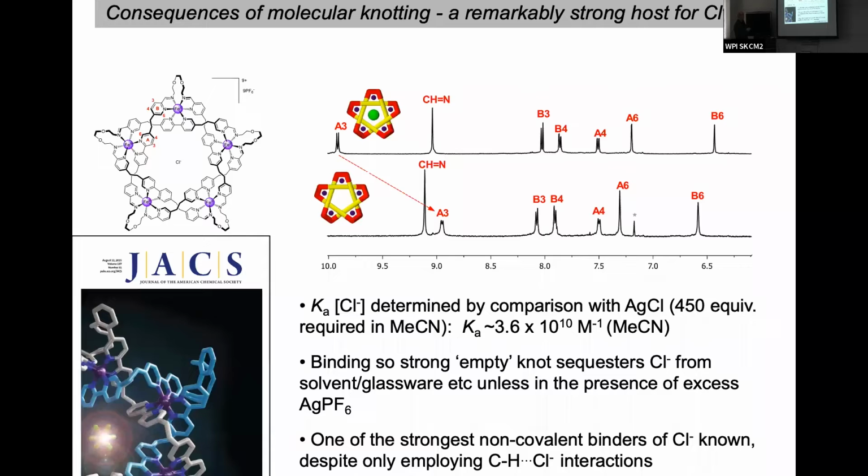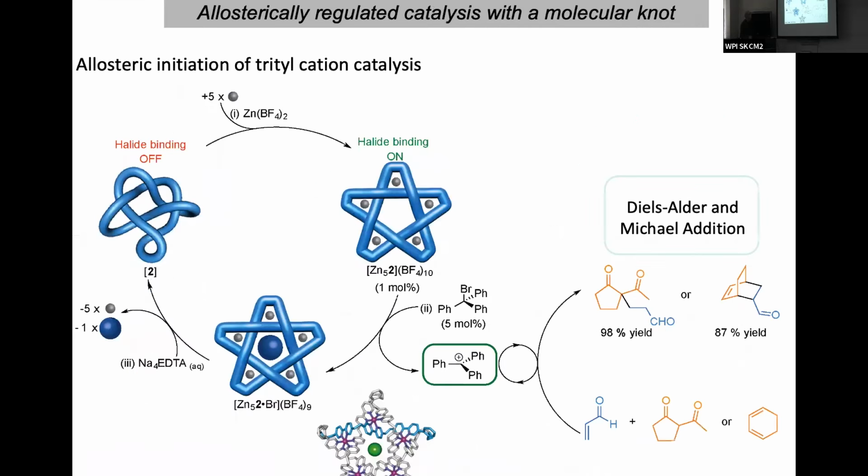And so this binding is so strong that these empty knots will actually sequester chloride ion from solvent, from glassware, unless you keep them in the presence of silver salts or other halophilic sources. So this knot is actually one of the strongest non-covalent binders of chloride ion that's known, and we can use that in its chemistry.